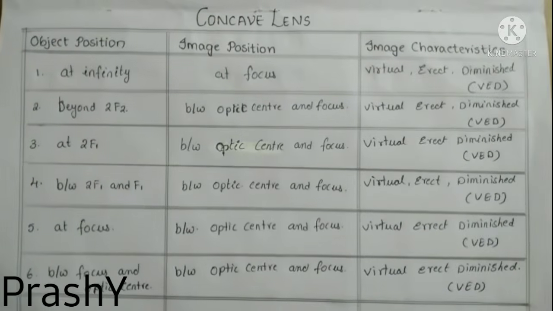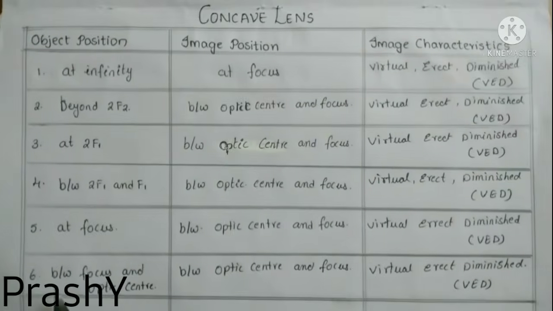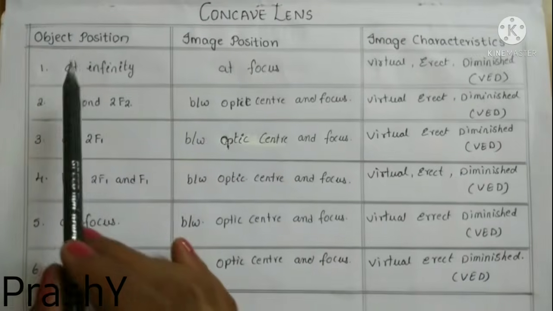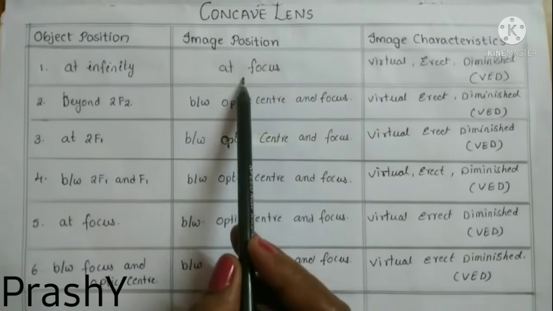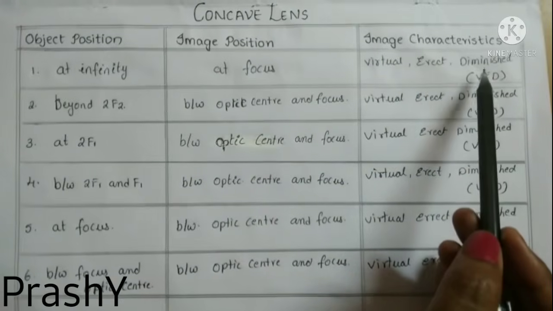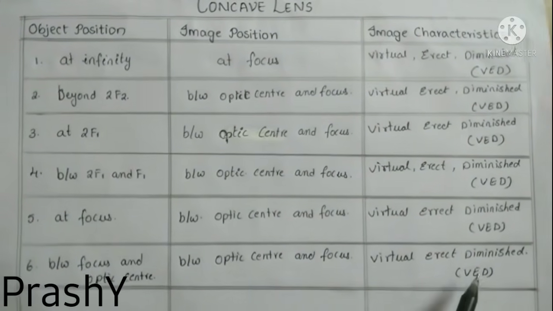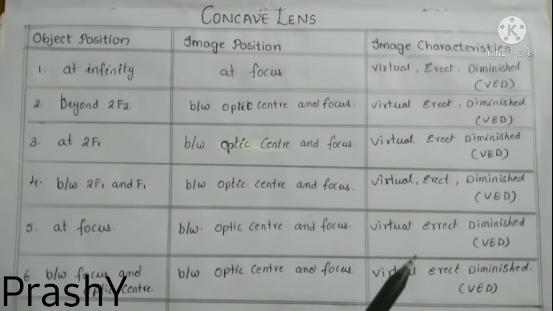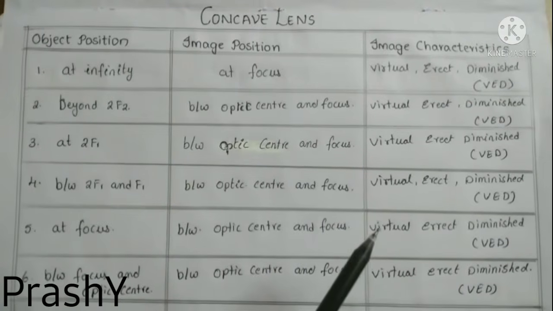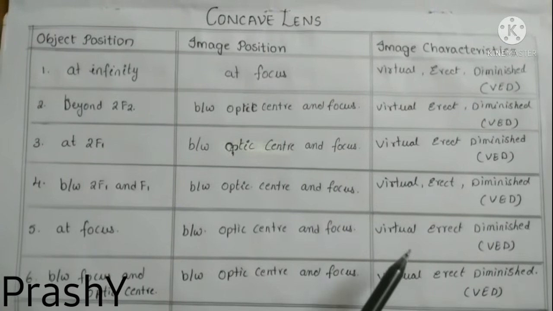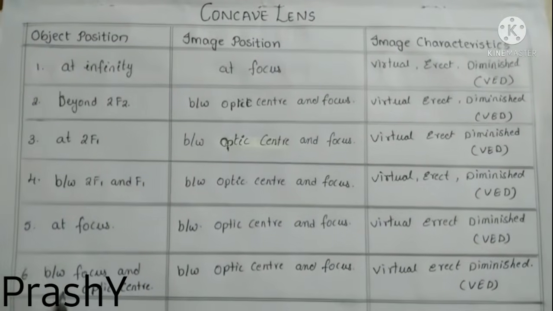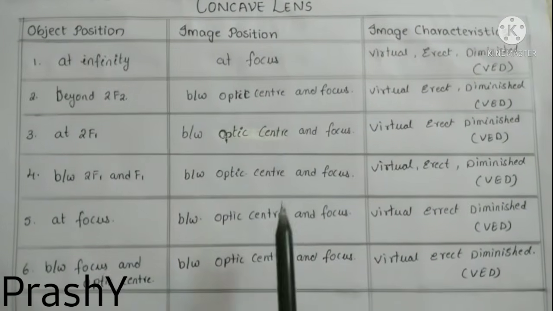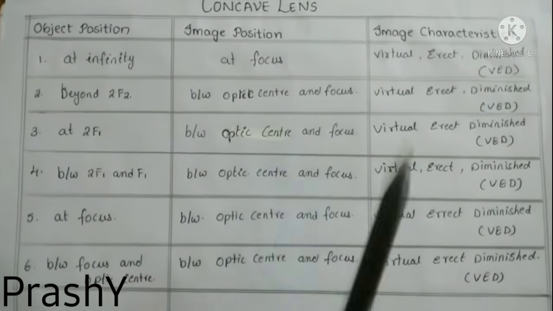Now the concave lens. So here we have taken the 6 object positions, but for 6 object positions we have got only 2 differences. One, when the object is at infinity, we got the image at focus, and all the image characteristics are virtual, erect and diminished. That means all the image characteristics are virtual, erect and diminished images. So concave lens always forms diminished images. Next, for all the other cases also, wherever you place the object, the image is forming at the same place, that is between optic center and focus.